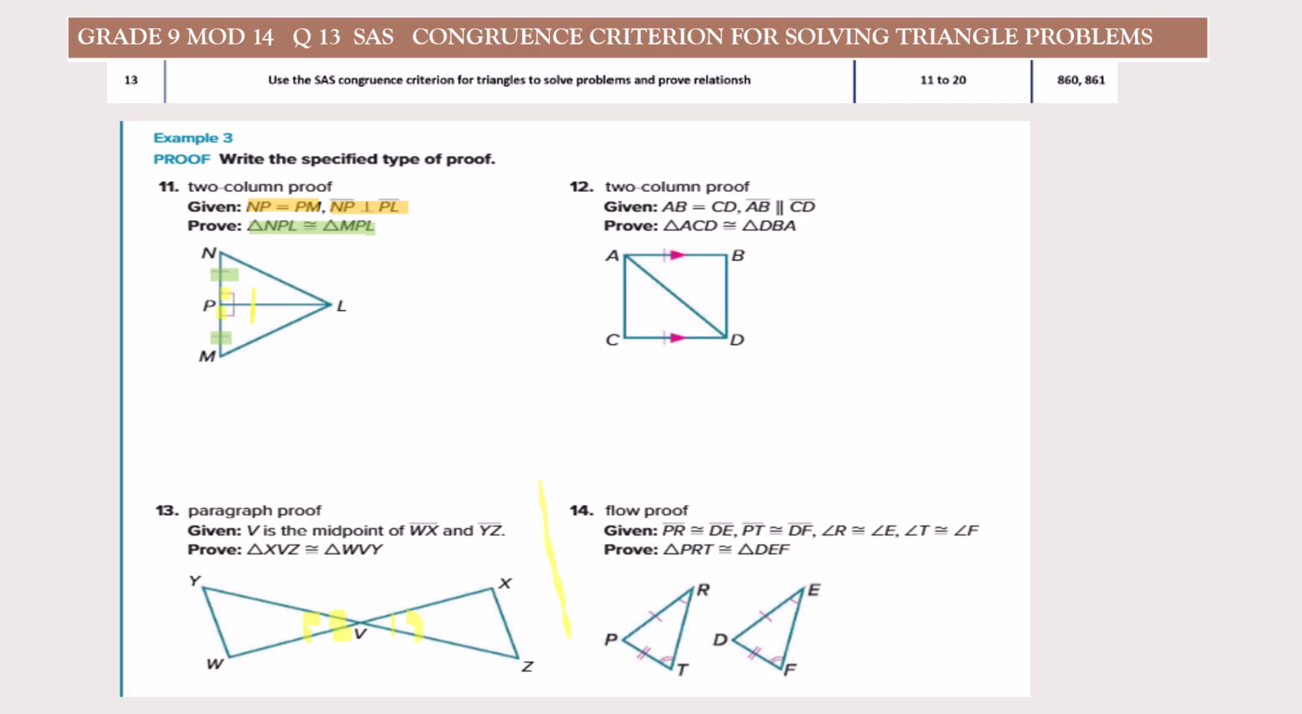So let us focus now on number 14 very quickly and see how we are able to answer this question in a flow proof diagram. So the first thing is write down what is given. We have two sides which are given. We have an angle which is given, and we have another angle which is given. So in this diagram, we have two angles which are congruent. We have angle T congruent to angle F.